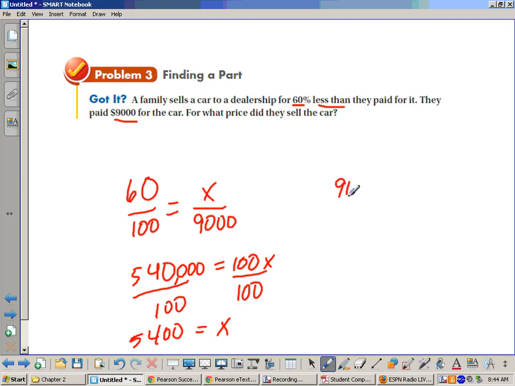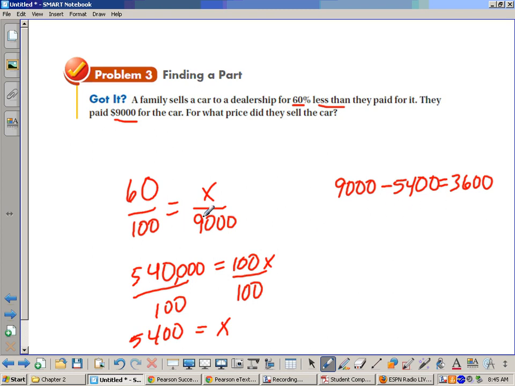So we would have to take 9,000 and subtract. See, remember they said it was less than they paid. So we would have to actually subtract that 5,400 from the 9,000. So they're actually going to be selling it for 3,600.